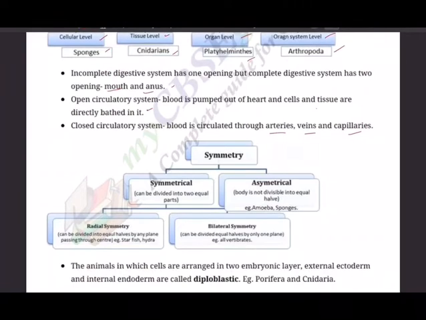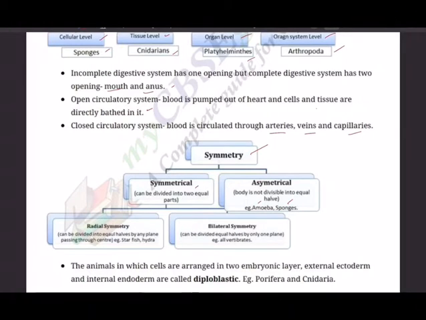So the second basis on which we classify the animals is symmetry, shape of the animal. Some will be symmetrical, can be divided into two exact halves, then we say bilateral symmetry. Asymmetrical, you cut them at any angle, you don't get two equal parts, then we say asymmetrical, shapeless fellows like amoeba, sponges, they don't have specific shape.